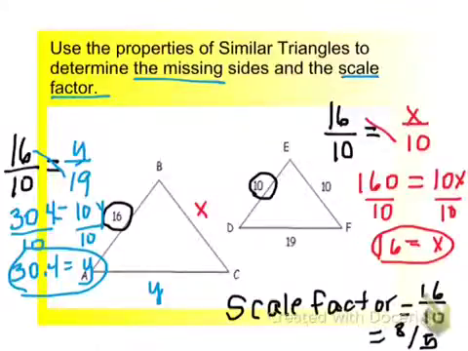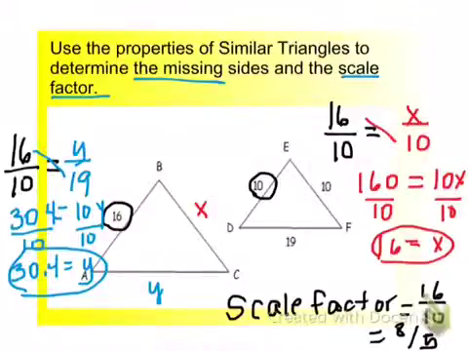So to find X, I used 16 over 10. Those were my corresponding sides. And I set that equal to X over 10. Notice I put my pre-image in my numerator and my image in my denominator. Then I cross-multiplied and got 160 equals 10x. And to solve for that, I divided both sides by 10. So I got x equals 16.